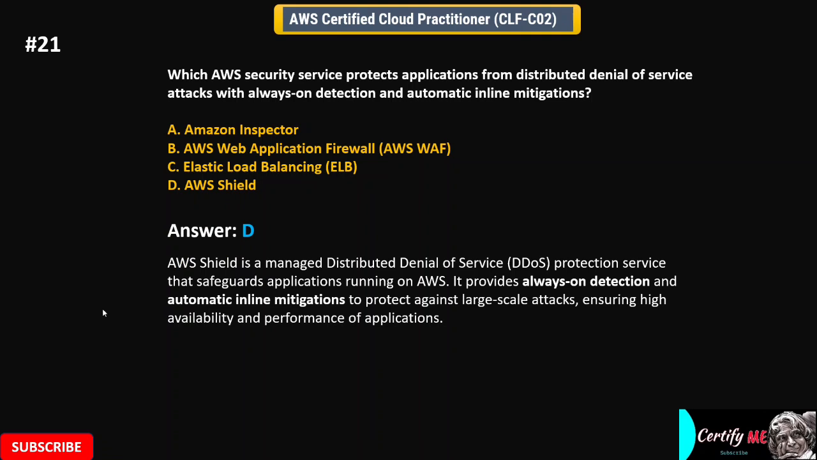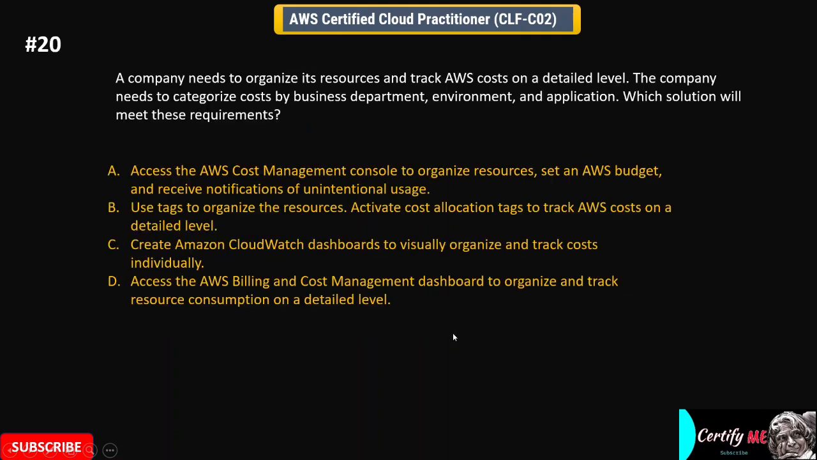AWS Shield is a managed distributed denial of service protection service that safeguards applications running on AWS. It provides always on detection and automatic inline mitigations to protect against large scale attacks, ensuring high availability and performance of applications. Next question: a company needs to organize its resources and track AWS costs on a detailed level. The company needs to categorize costs by business department, environment, and application. Which solution will meet these requirements?